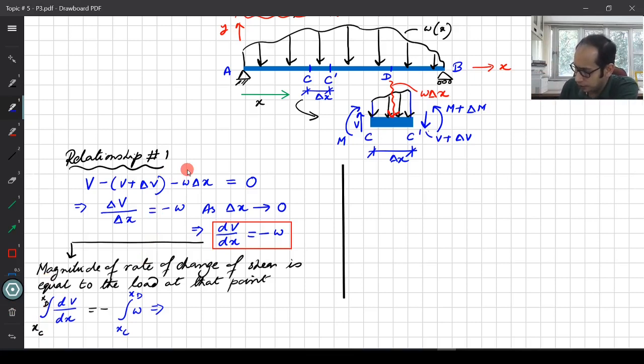So what you get over here is that VD minus VC, where VD is the shear force at the point D and VC is the shear force at the point C, equals the negative of the integral from xc to x of w. What does that mean? What is the integral of this loading diagram? And remember, this is all a function of x, so I should ideally write it as w of x.